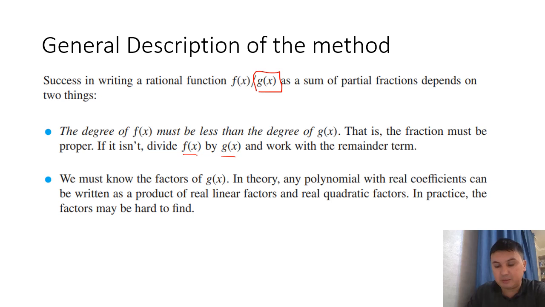The second is, for the denominator, we need to know how to factor, right? If you remember in the previous slide, we had x minus 3 times x plus 1. So we need to know how to factorize g of x. Well, in theory, polynomials can be factored into linear terms, and possibly also quadratic terms.